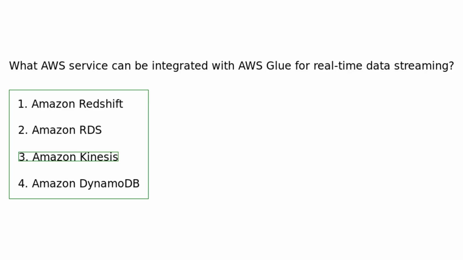The correct answer is Amazon Kinesis. AWS Glue can be integrated with Amazon Kinesis for real-time data streaming, allowing users to process and analyze streaming data in real time with Glue ETL jobs.